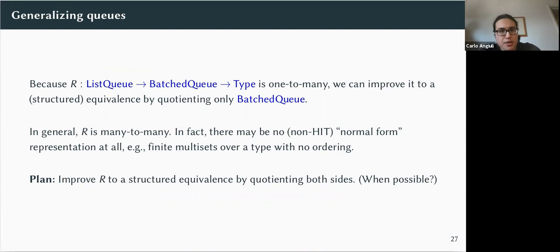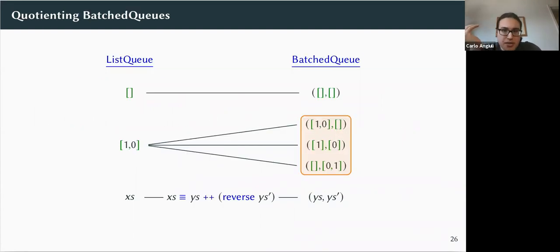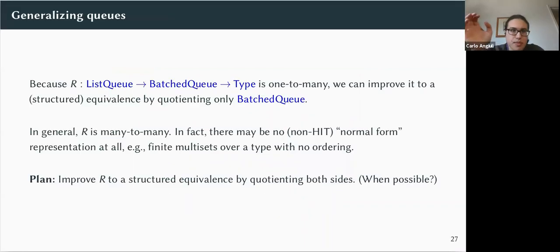Okay, so in this case, the relationship between list queues and batch queues is a function, going right to left. Every one list queue corresponds to many batch queues. So we can improve this function into an equivalence by contracting the fibers, quotienting only the right-hand side. But in representation independence scenarios in general, the relation may not be one-to-many or may not be a function. It may be just many-to-many.